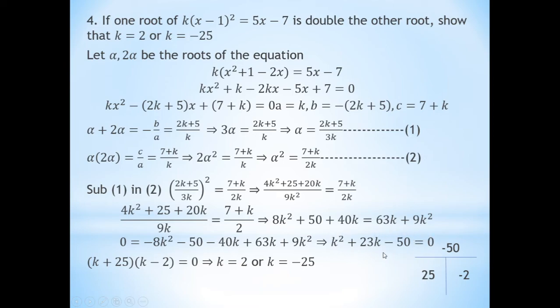This is the quadratic equation, and you know how to solve a quadratic equation by the tree method. So minus 50 can be written as 25 and minus 2. So k plus 25 into k minus 2, which is equal to 0. So k is equal to 2 or k is equal to minus 25. So that is what we have to prove from the question. So hence it is done.